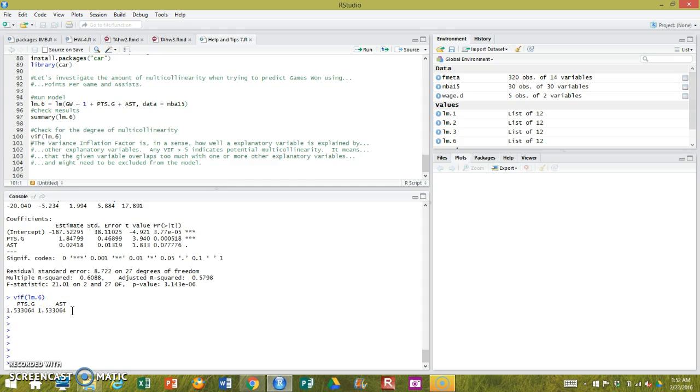But you don't need to know that deep of an interpretation. All I need you to see is that if the VIF is less than 5, then that's okay. That's good. Then there isn't a ton of overlap between our explanatory variables. And in this case, each one is under 5, 1.5 and 1.5. So I don't see any multicollinearity issues here.